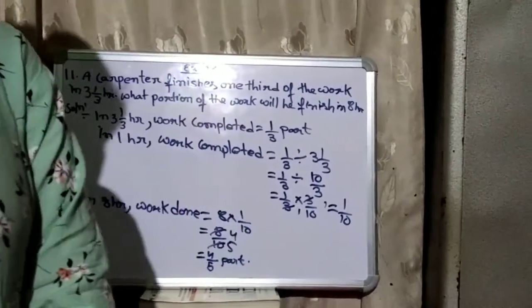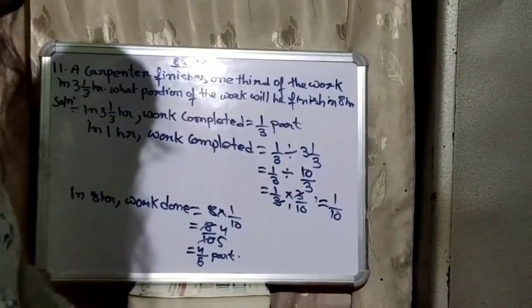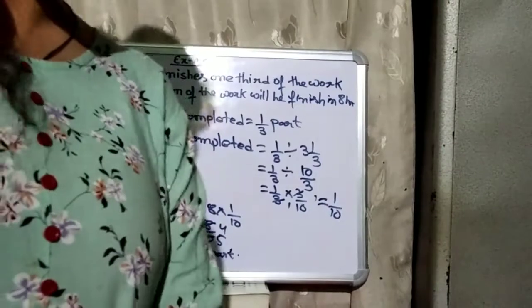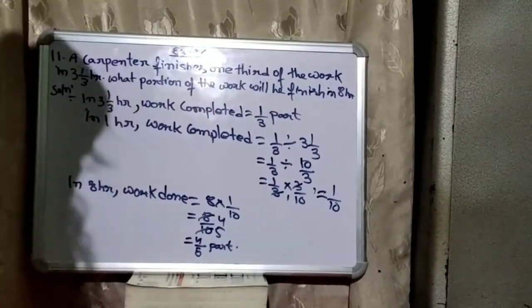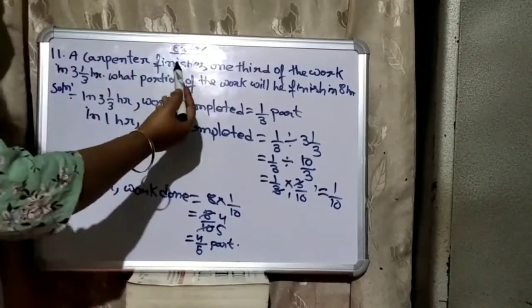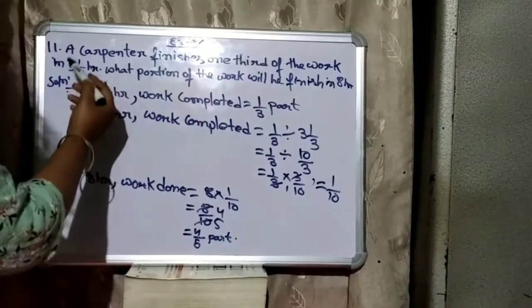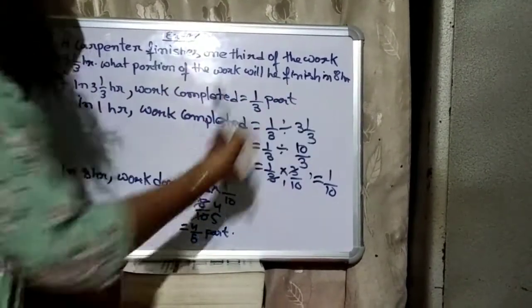In the last class, I have done up to question number 9. Now, I am going to start question number 11, and question number 10 is not important from your examination point of view. So, you see in your book, in question number 11, what the question written. A carpenter finishes 1/3 of the work in 3 1/3 hours. What portion of the work will he finish in 8 hours?